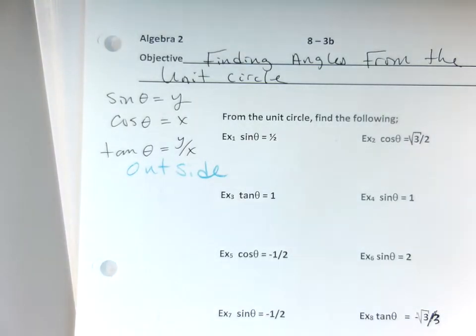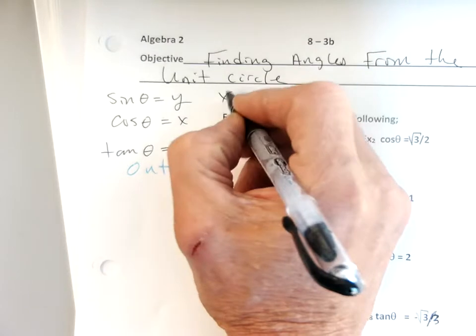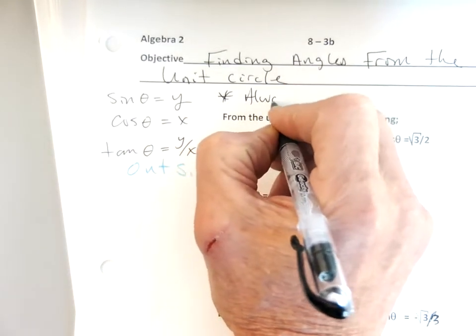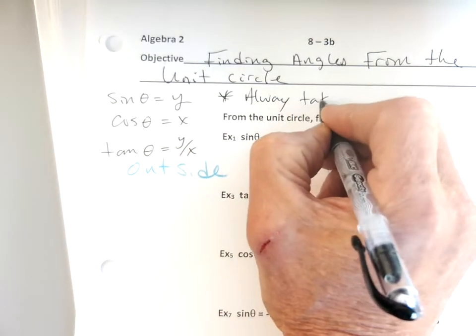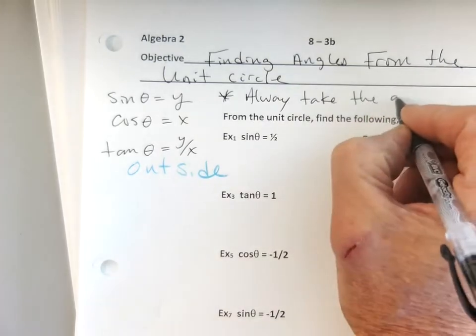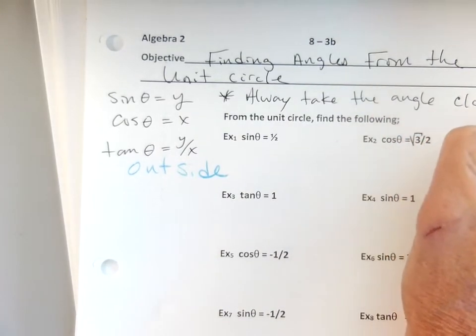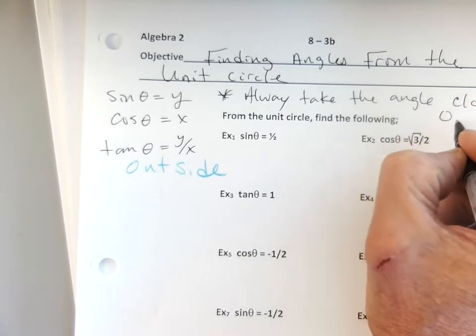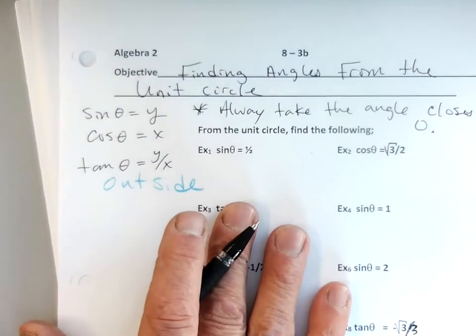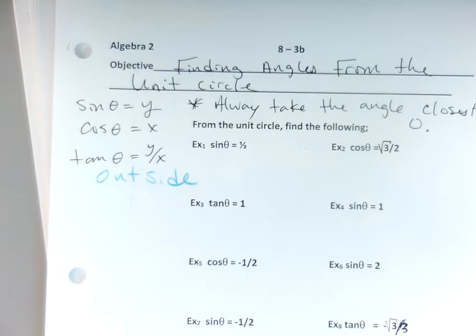Second thing I'm going to give you to make this easy is we always take the angle closest to 0, okay? Always take the angle close to 0, okay? All right, I'm going to go slowly because I know you can do this, but I'll wait till you're ready, okay?